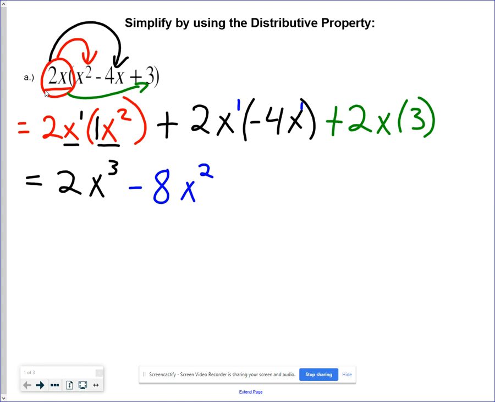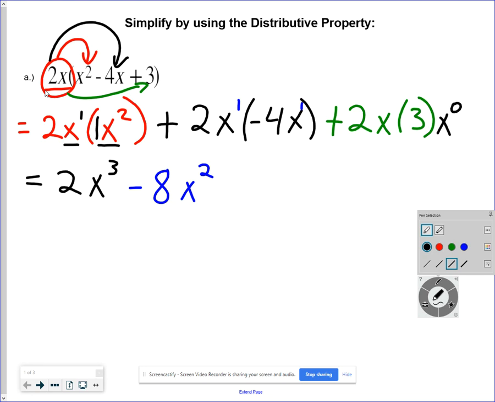And then lastly, with this term over here, we have an x to the 0, because if you remember our 0 power, anything to the 0 is 1. So when we take 2 times 3, we have 6. And then we have our x to the first here, so we have x to the first times x to the 0. So 1 plus 0 is x. And so that's why even though there's no x term on this 3 at the end, we can still multiply these two terms together.